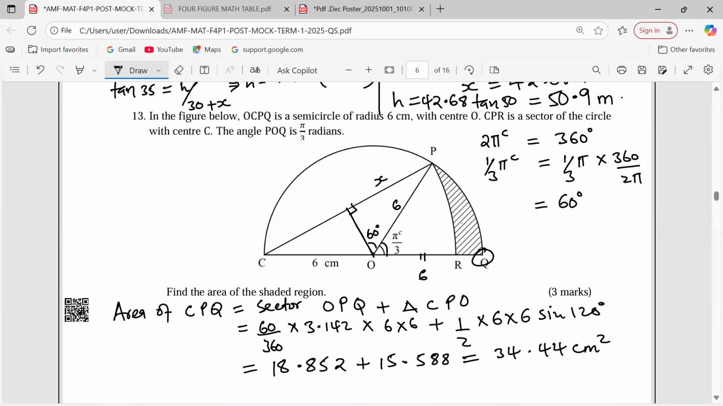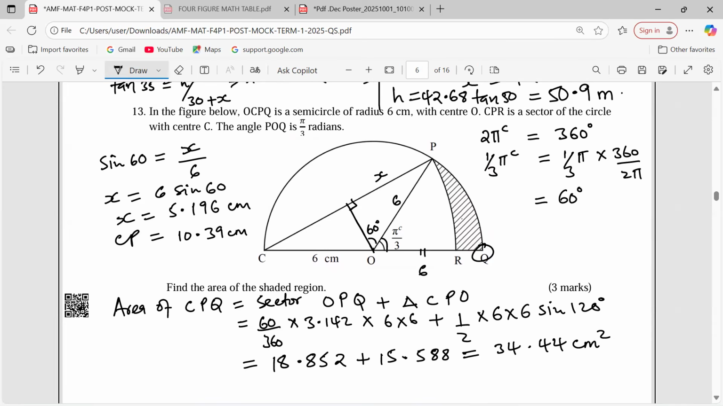let's apply sine. Sine 60 can be given by opposite over hypotenuse. So x shall be 6 sine 60. So 6, the sine of 60, gives us 5.196 centimeters. What about the radius CP? We multiply this by 2, then 10.39.